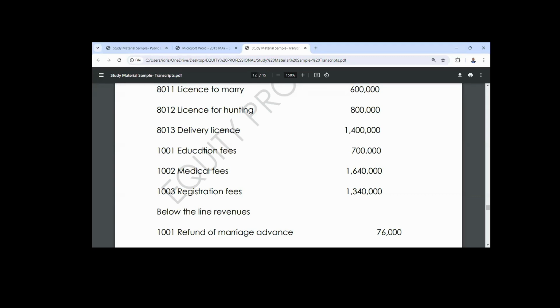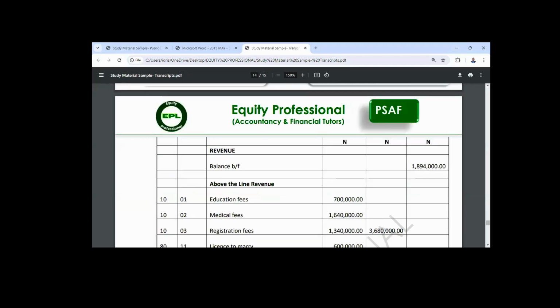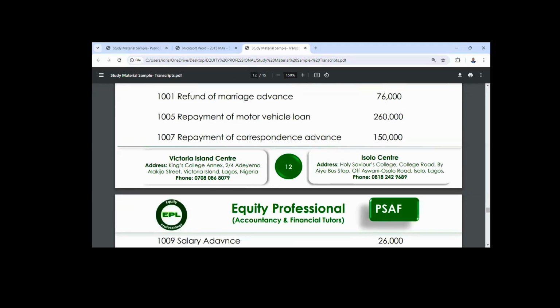When we see anything like refund, advance, repayment, loan, how can we classify those items? Below the line. So it's very easy. So that is it on the transcript.